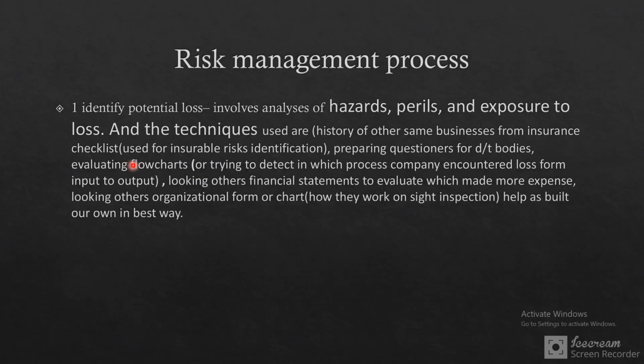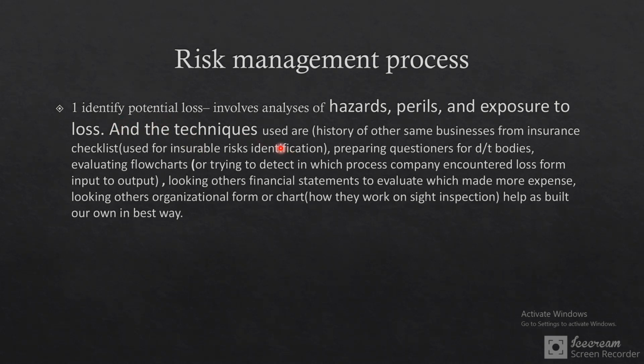So now let's look at the risk management process. It will start by identifying a potential loss, or a loss that might occur. This involves analyzing different hazards, perils, and exposures to losses. And we can use different techniques to identify a potential loss or risks.